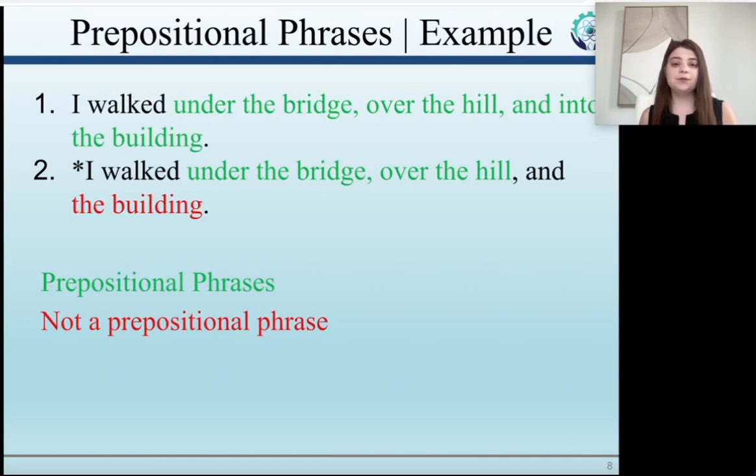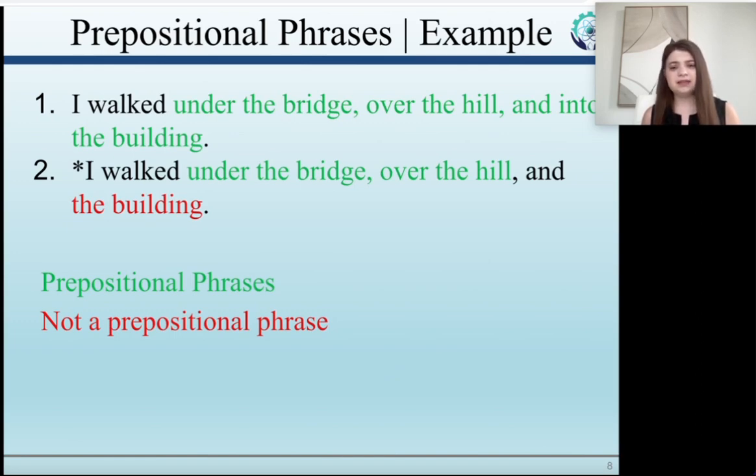Okay, here's an example with prepositional phrases, right? In the first example, we have three prepositional phrases, right? Under the bridge, over the hill, and into the building, right? Three prepositional phrases there. Whereas for the second one, we have, I walked under the bridge, over the hill, and the building, right? So in this case, we're not using a prepositional phrase, so it's unclear that we mean into the building, right? Did we walk over the building?